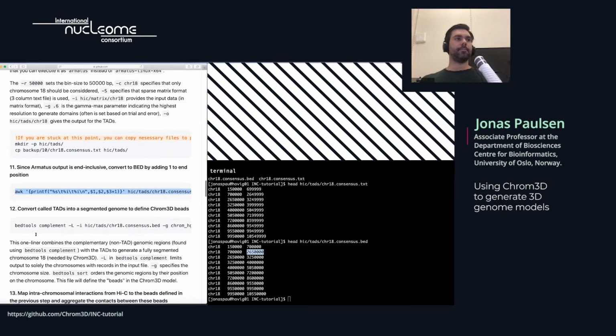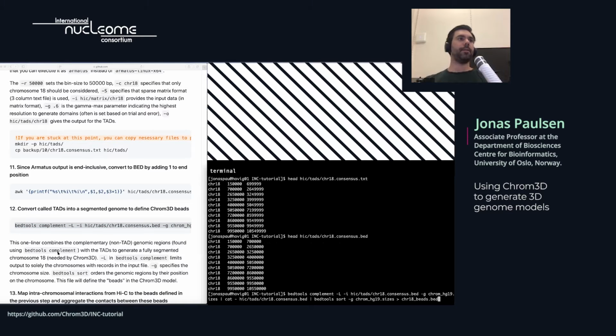What we'll do next, and this is an important step for Chrom3D, is that we will convert the TADs into a fully segmented genome. What you can see here from the output is that, for example, there is no TAD starting from position 0 and going up to 150,000. It starts on 150,000 basically. What we need for Chrom3D is a fully segmented genome, starting from position 0 and all of the gaps filled, so to say. So to generate that, we will now perform step number 12.